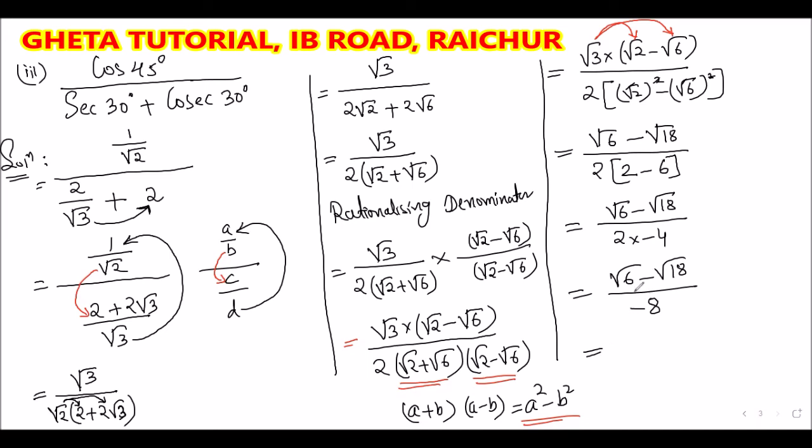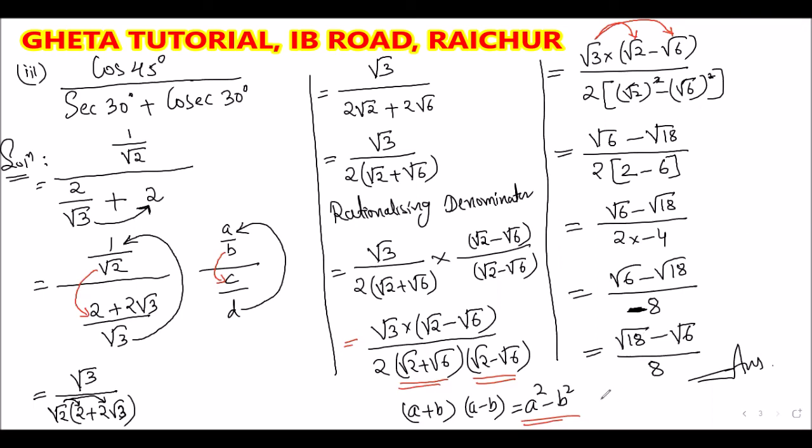The denominator is minus 8, so what do we have to do now? You have to remove this minus sign. If you want to remove the minus, you have to change the numerator, that is, interchange it. If you write root 18 minus root 6 and denominator 8, in that way you can change the sign. Minus 8 will be removed now. If you want to remove this minus 8, then you have to change the numerator: root 6 minus root 18 you can write as root 18 minus root 6.